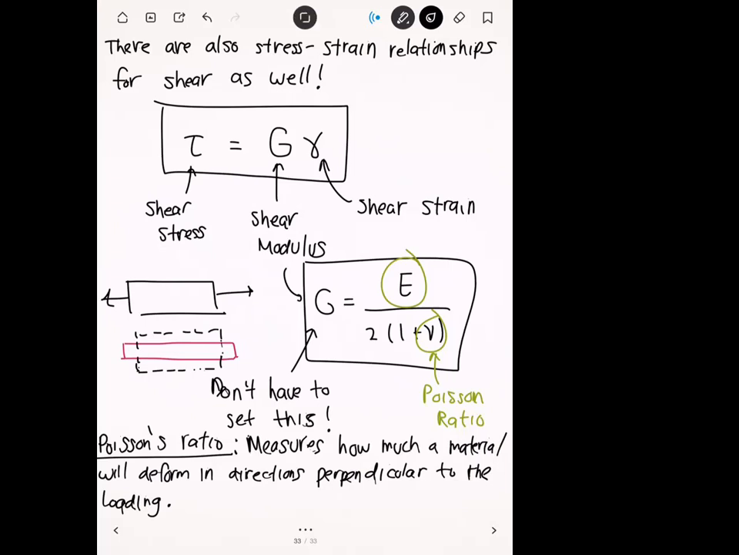And so that's what the Poisson's ratio tells you, how much that occurs. Numerically, the Poisson's ratio is a ratio, so it's a dimensionless quantity, and it's bound to be something in between 0.0 and 0.5.